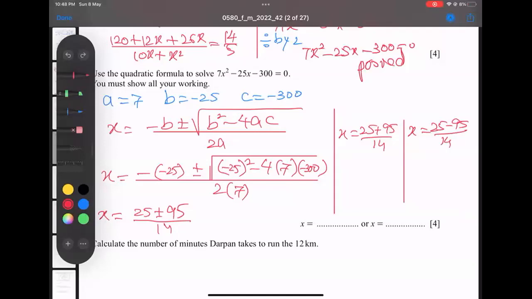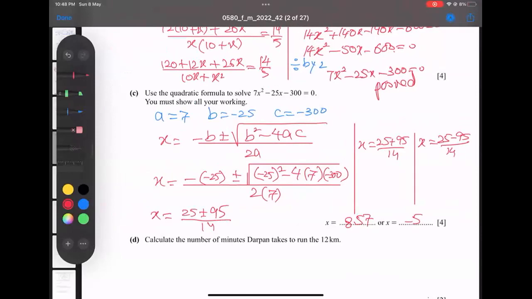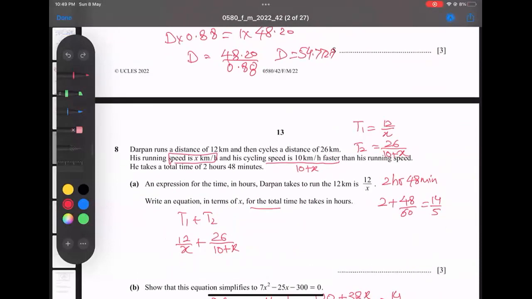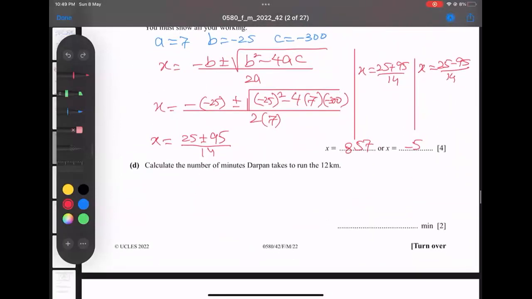So A is 7, B is negative 25, and C is negative 300. And the first answer I'm getting is 8.57. Okay, and the second answer I'm getting is negative 5. I hope this point is very clear. But he is asking the number of minutes Durban takes to run 12 kilometers. 12 kilometers, time in hours is 12 by x. So x I should not take negative, I should take only positive.